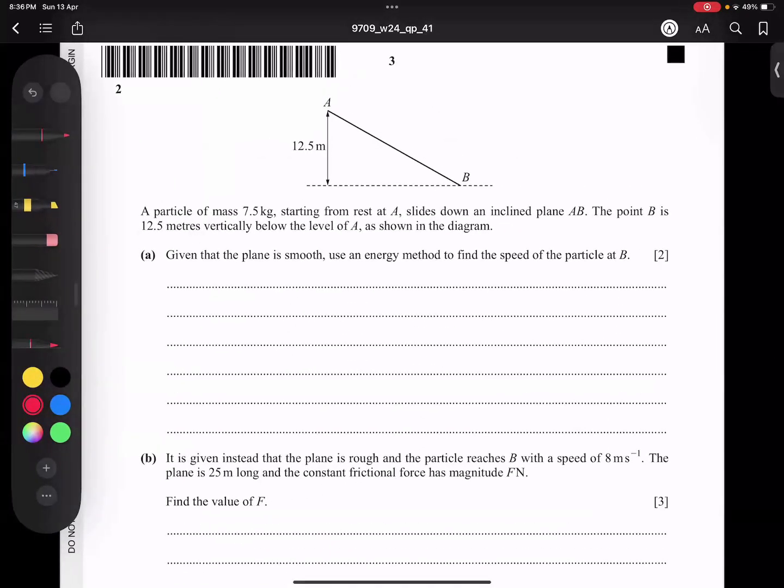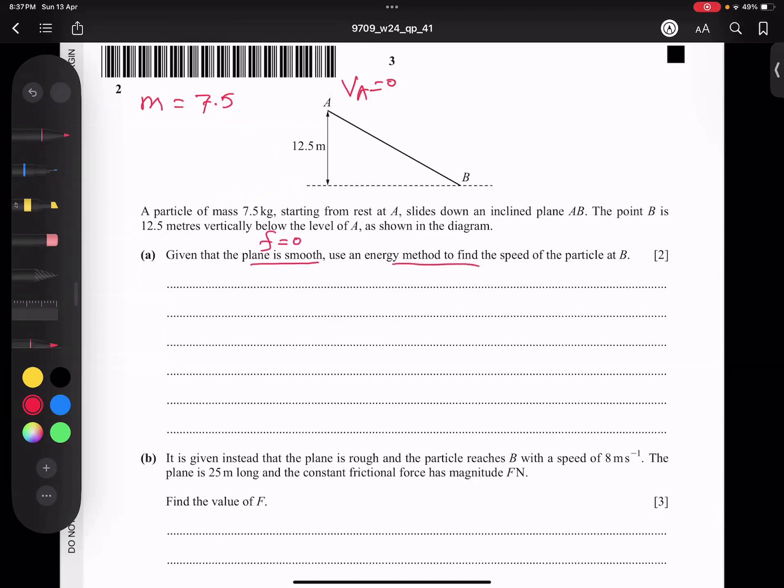Question number 2: we have a particle of mass 7.5. Best technique: read and write. The mass is 7.5 kg and it starts from rest, so the velocity at A is for sure equal to 0. It slides down an incline, and B is 12.5 meters vertically below. The plane is smooth. In the first part, there is no friction at all.